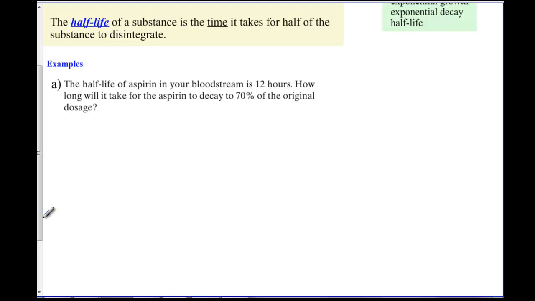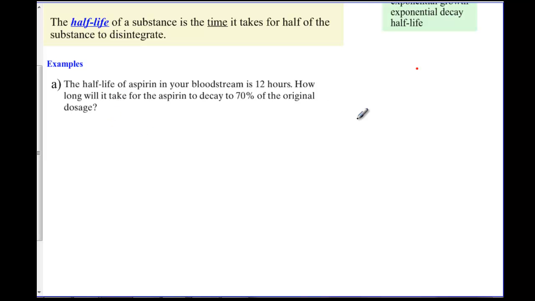So half-life of aspirin in your bloodstream is 12 hours. How long will it take for the aspirin to decay to 70% of the original dose? There's only one tiny trick on this, and it's not till the very, very end. So it's just wanting to know whenever you get down to 70%. So it doesn't actually care what the original dosage was. It just wants to know if you're going to get down to 70%.